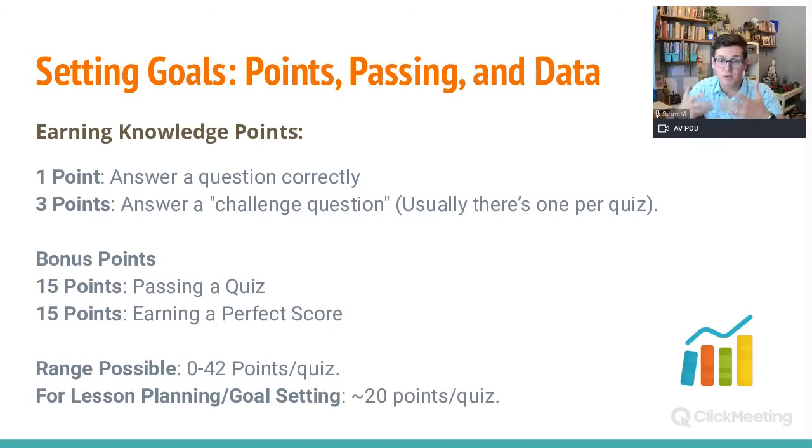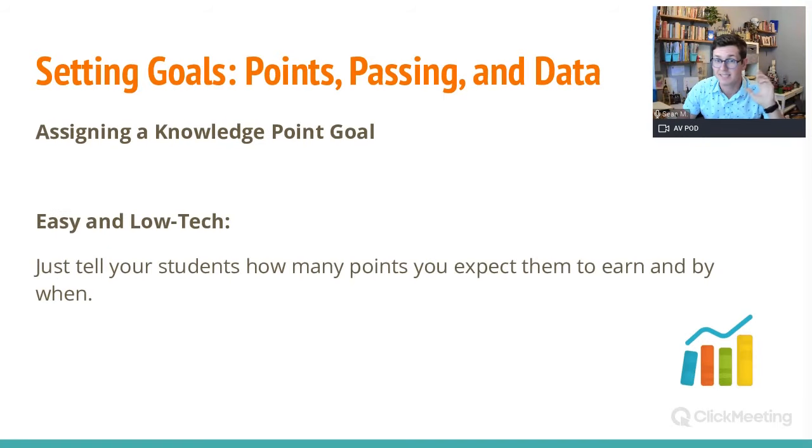But now let's talk about what you do with these knowledge points. The very first thing that you want to do is talk to your students and set goals for them. This is low tech. You just tell your students what the goal is in whatever way you're communicating with them, be it Edmodo or Google Classroom or face-to-face. You just communicate with them what the expectation is and how many they are supposed to earn and when.